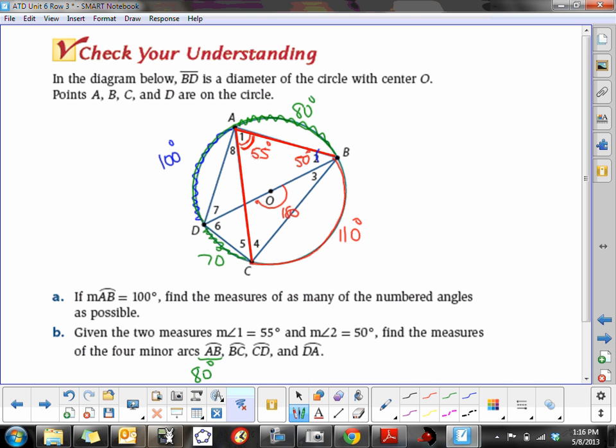Okay, so now they ask us for BC. So the arc from B to C is 110. The arc from C to D is 70. And now the arc from A to D has to be 100. So using your relationships between inscribed angles and central angles, this one we only had one central angle to work with, and that one central angle we had to work with were these two, if you want to think of them as 2 or 180-degree angles.